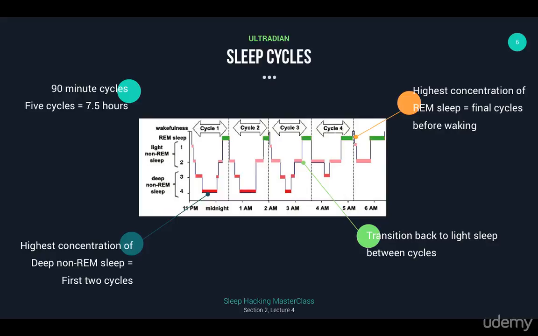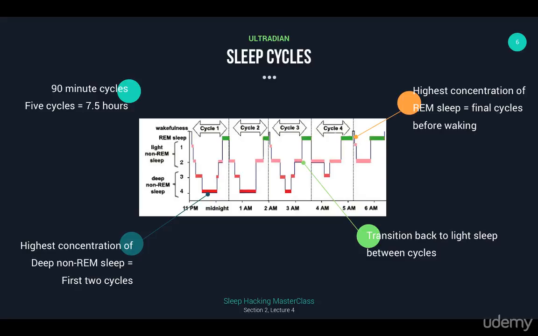Now we're going to take a look at this chart and really dig into this concept. If you look here, we're looking at a graph that shows sleep between 11 p.m. and 6 a.m. So 7 hours. If you take 5 90-minute cycles, that equals 7.5 hours. But if you look at the top left, you're going to see we're at a period of wakefulness, and then we transition into light non-REM sleep, and there are 2 different stages of that. And then we go into deep non-REM sleep, and there are 2 different stages of that.